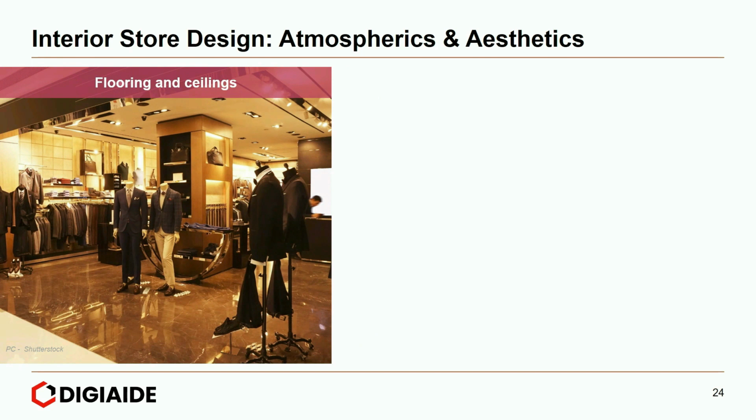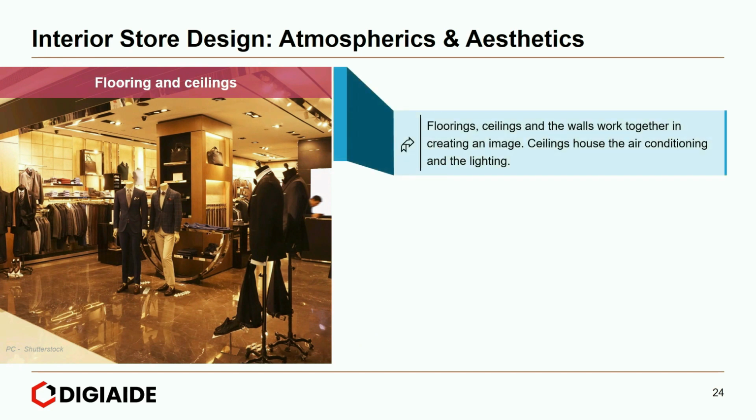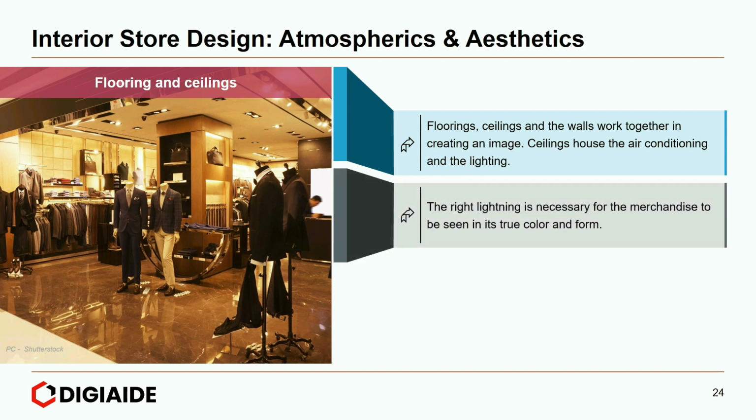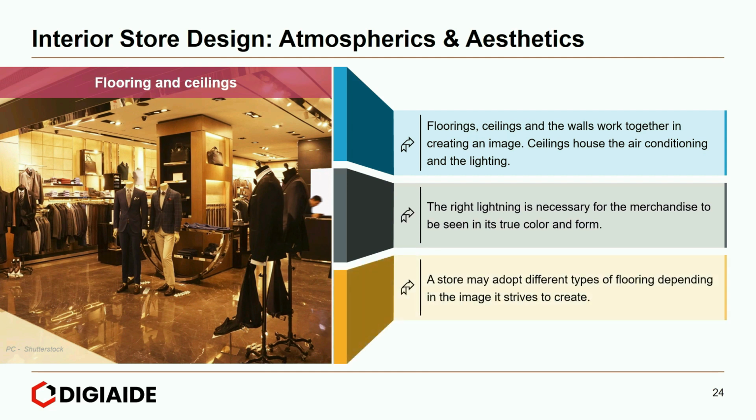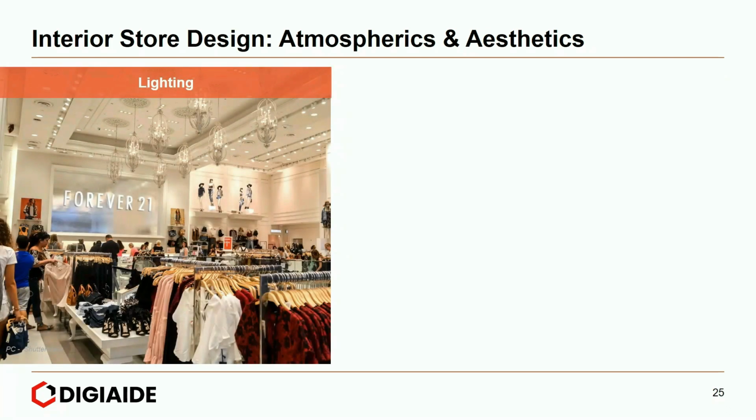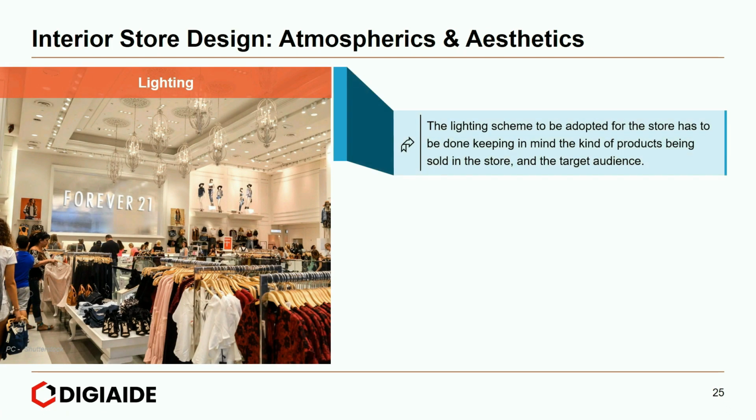Next, flooring and ceilings. Flooring and ceilings in the walls work together in creating an image. Ceilings house the air conditioning and the lighting. The right lighting is necessary for the merchandise to be seen in its true color and form. A store may adopt different types of flooring depending on the image it strives to create. Next, lighting. The lighting scheme to be adopted for the store has to be done keeping in mind of products being sold in the store and the target audience.